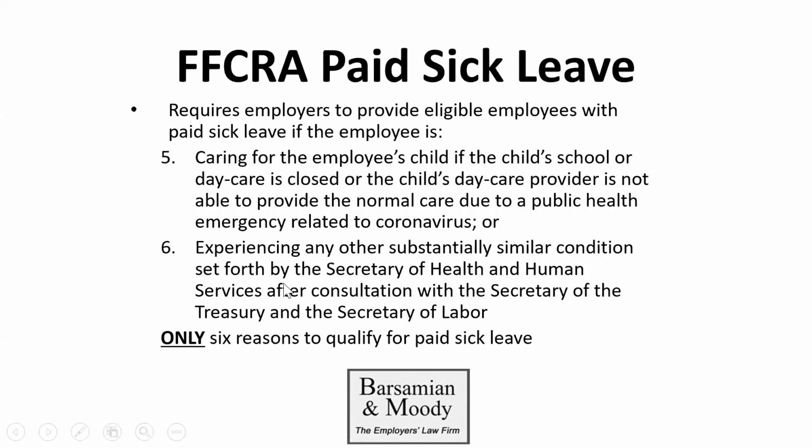6, we don't know what that is, so I'm not sure what we're going to do with 6 yet because they haven't told us what 6 means, right? But for 1 through 3, it's 100% of the employee's pay, capped at $511 per day and $5,110 over 10 days. And 4 and 5 is we're caring for somebody else. It's capped at $200 a day and a total of $2,000 for the total of 10 days. So again, I don't know why they picked those numbers. I don't know what the magic is behind those numbers, but those are the numbers they picked. I'm sure it was just some sort of political back and forth, and that's the number they agreed upon. I hope that answers the question.